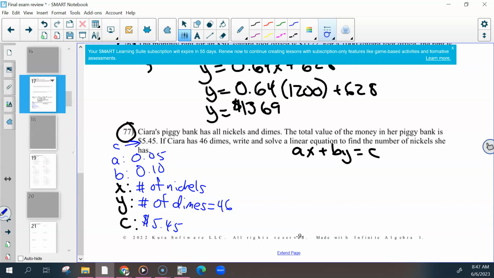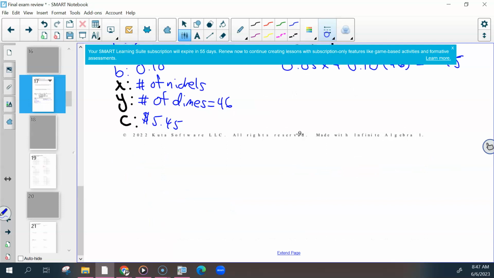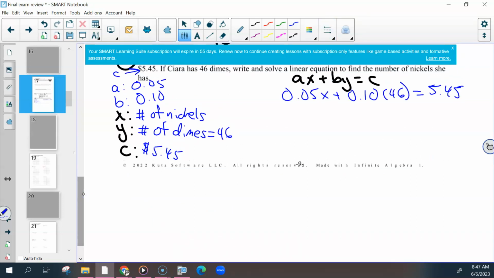So when we go to put this stuff in, it'll look like 0.05. Don't know what X is, so that stays. You know, B is 0.10, so plus 0.10. Y is 46. And we know it equals $5.45. Then it just becomes, now we're solving for X.